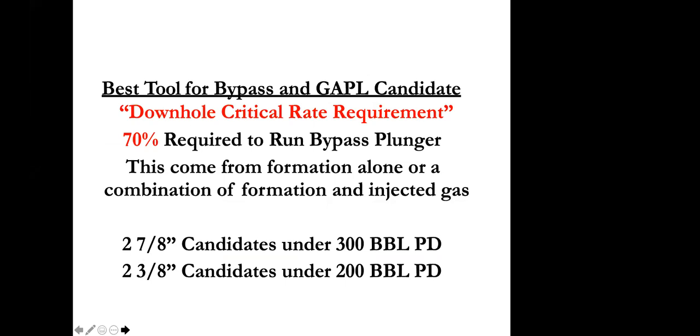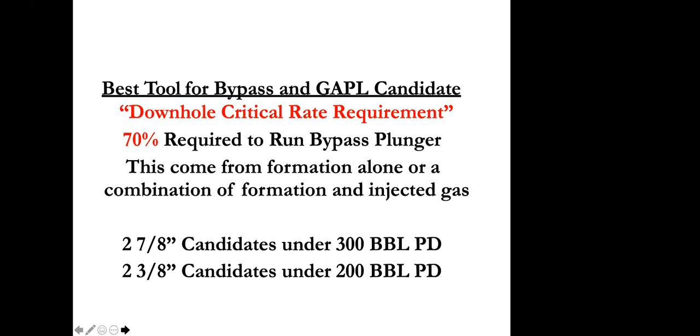We like to keep candidates in 2 7/8 under 300 barrels. Now we've worked with more. We've worked with wells that make up to 500 barrels and had success. But as a rule of thumb, things seem to work better and fall into easier operations if we're under 300 barrels in 2 7/8. For candidates in 2 3/8, again, we've worked with more and had success with more, but most of our success comes from wells under 200 barrels. So if you have the question of how much fluid you can work with a plunger, then 2 7/8, right around 300 barrels, and 2 3/8, a max of 200, is where most of your success stories are.